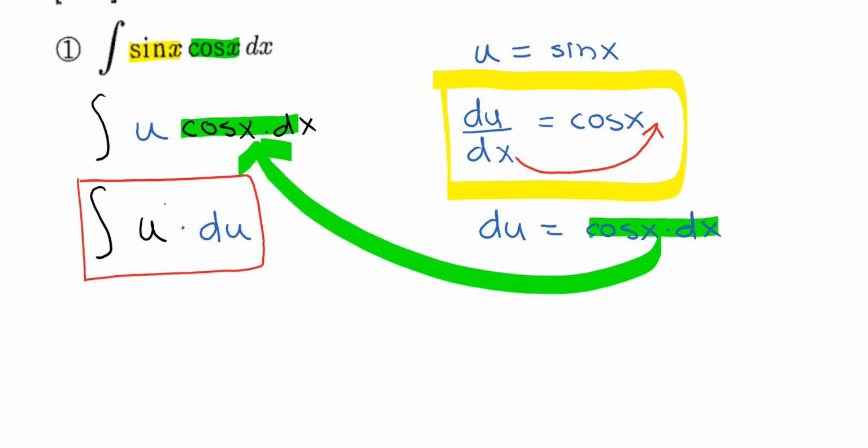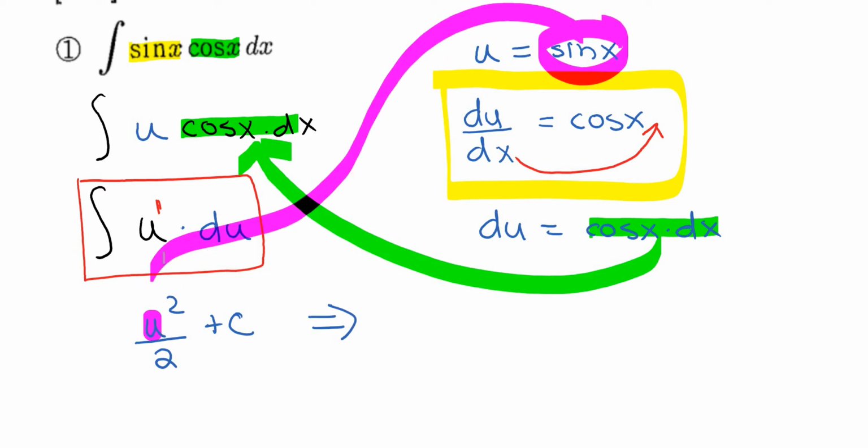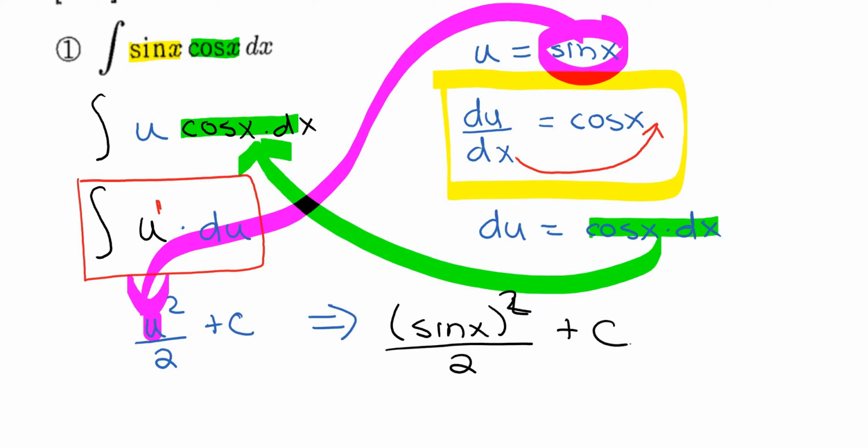Now all you have to do is, there's a power 1 here, so we need to increase that by 1, so that will be u squared divided by the new power, which is 2, plus c. And then at the very end, all you have to do is substitute your u variable in. So sine x is your u. So this is going to be bracket sine x, all squared, divided by 2 plus c. And that's my final answer there.